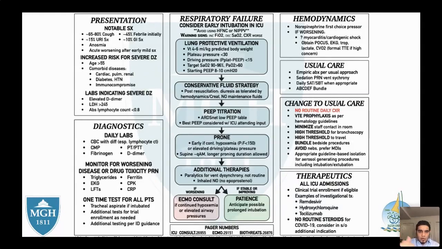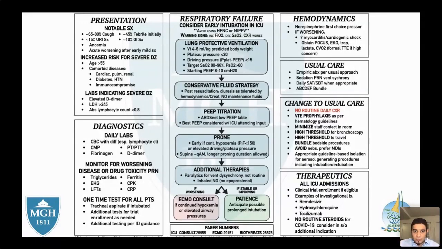So for example, let's look at the middle. What we're doing in our hospital, we are avoiding high flow nasal cannula. So if you are at Mass General Hospital and you're already on the floor and you're requiring 4 liters of oxygen, now you're requiring 6 liters of nasal cannula oxygenation, we do not go to high flow nasal cannula or non-invasive ventilation like CPAP or BiPAP. We basically immediately intubate you and take you to the ICU.